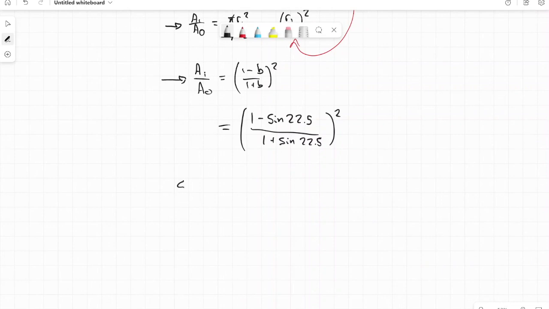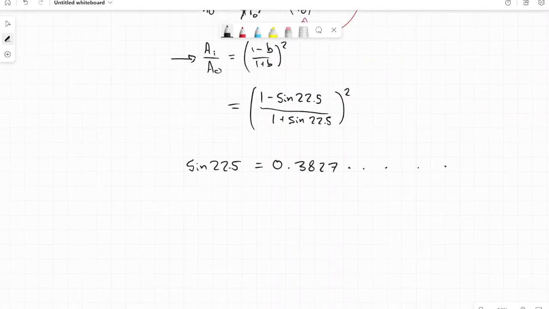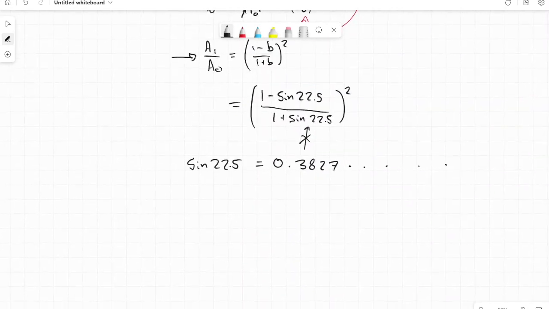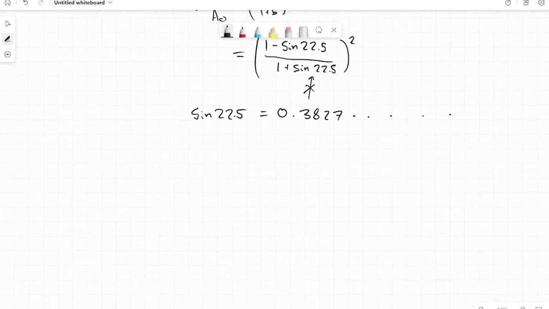So sine 22.5, that's not really a number, is it? If we put that into our calculator, we get 0.3827... And we cannot be writing 1 plus 0.3827 over 1 minus 0.3827. Don't do that, because that's not exact form. It's not really sensible algebra, and it's going to make problems in the future for you. So we've got to find some way to get sine 22.5 in exact form.